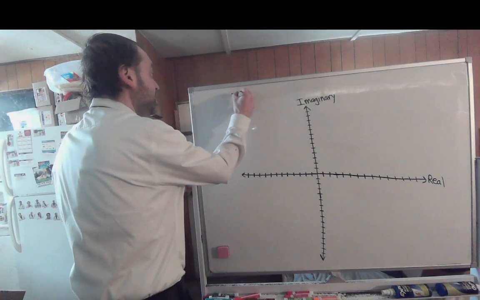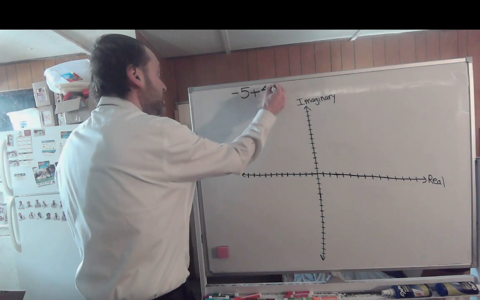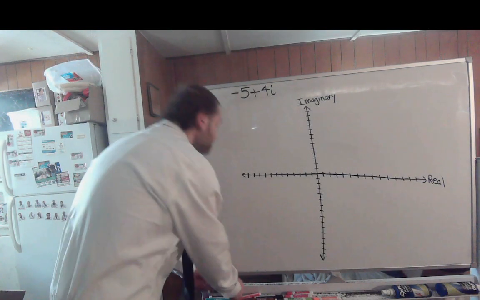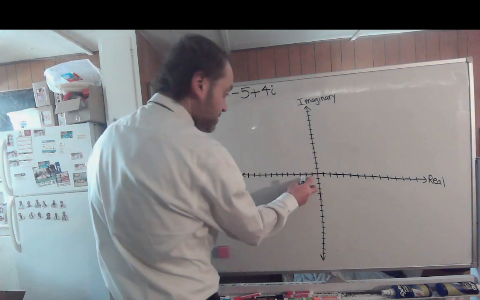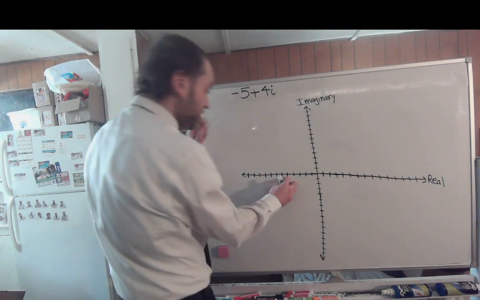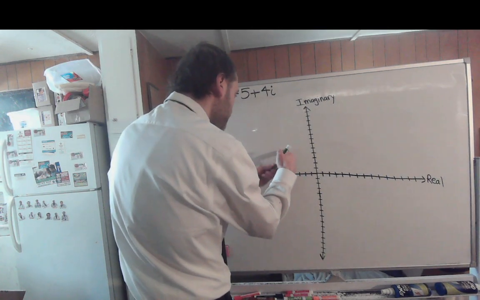I'm going to plot negative 5 plus 4i. So let's plot negative 5 plus 4i. Well, it tells me I'm going left 5 in the real direction, so 1, 2, 3, 4, 5. Then I'm going up 4 in the imaginary, so 1, 2, 3, 4, which would be about right there.